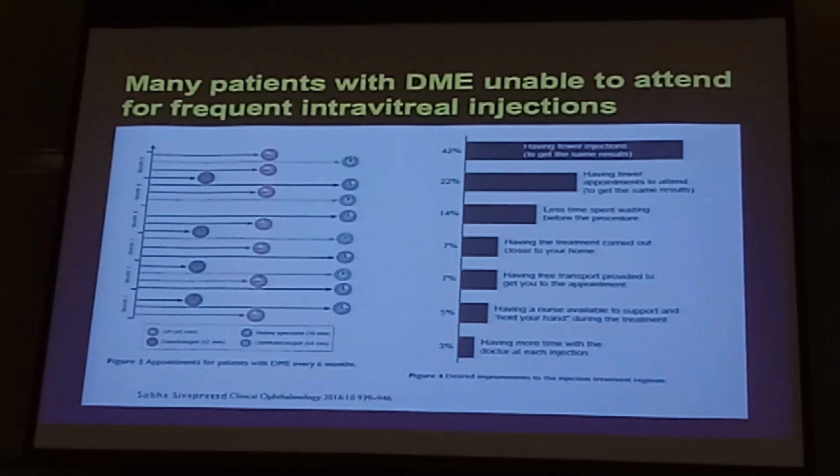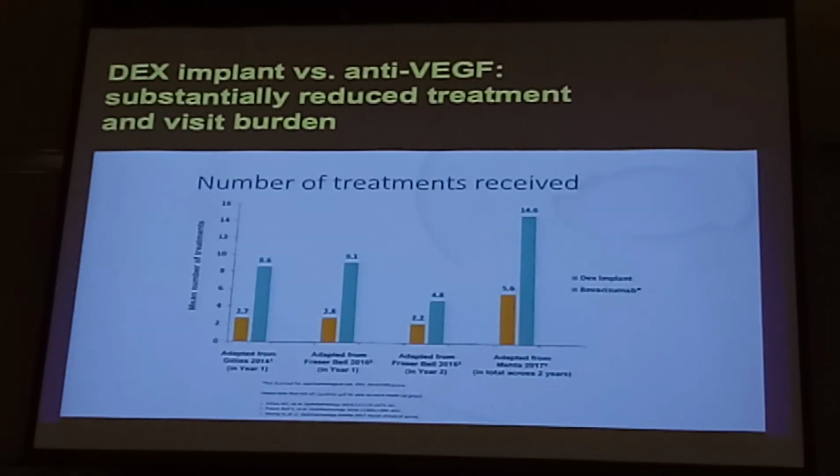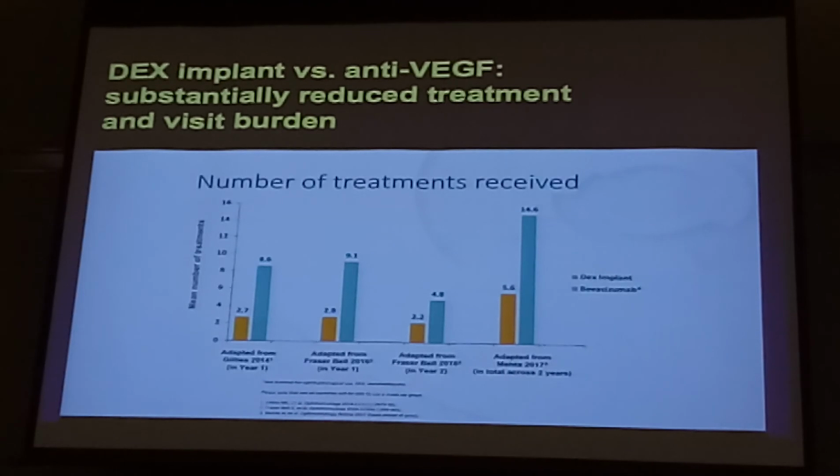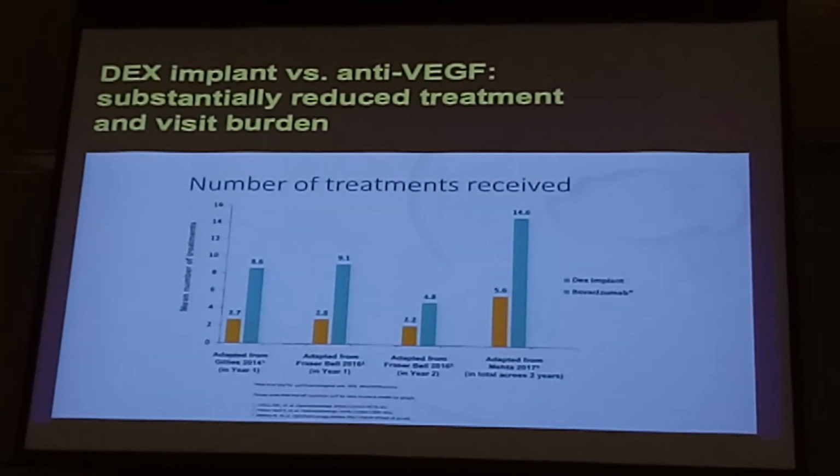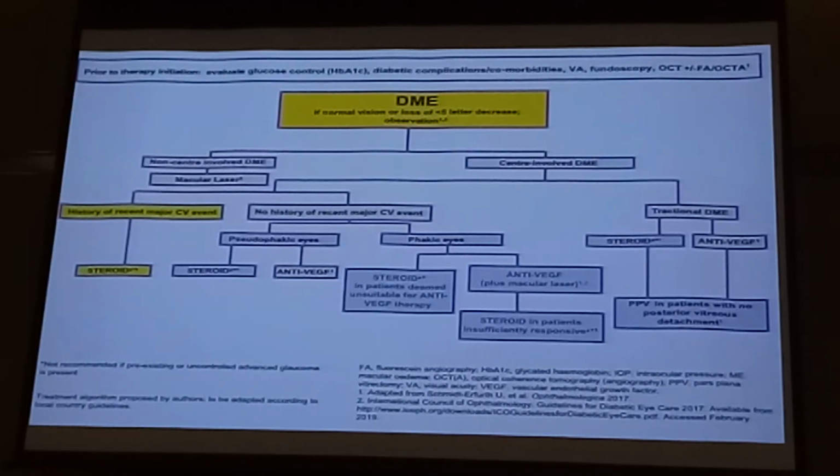This is also a practical issue. Many patients cannot come so frequently. The DEX implants last for 3 to 4 months, so it gives you a little bit more time in between, and you can reduce the number of injections. In this study, comparing bevacizumab and DEX implants. So that's one big advantage of steroid implants. Remember, you still have the problem of cataract if the patient is phakic, and you still have the problem of glaucoma, steroid-induced glaucoma.